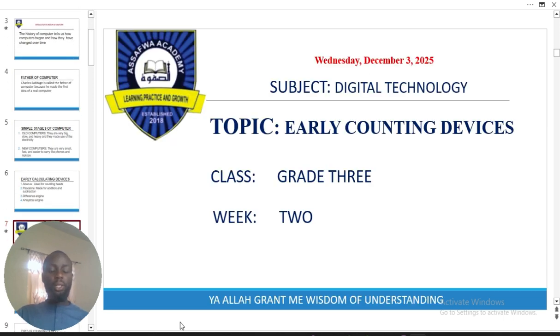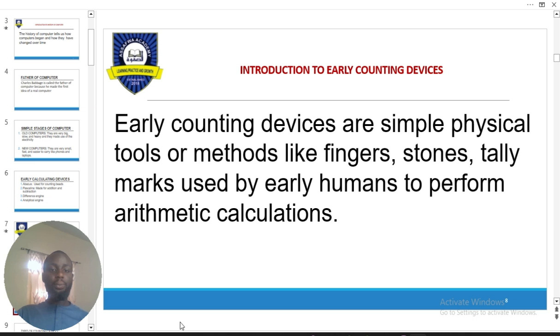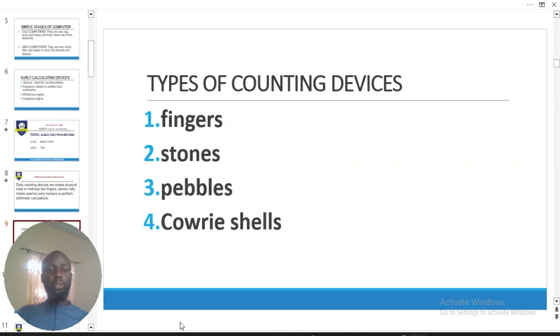Going to the next topic, which is the early counting devices. We said early counting devices are simple physical tools or methods like fingers, stones, tally marks used by early humans to perform arithmetic calculations. So types of counting devices, the first one we have the fingers, stones, we have pebbles, we have the cowrie shell.